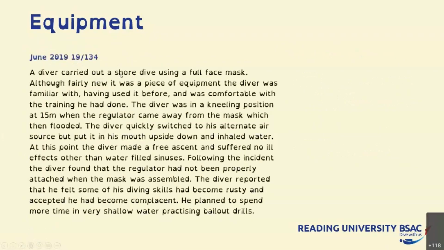Let's see, equipment. We're nearly there now. I just thought it useful to go through as many as we feasibly could in the time, but we are getting towards the end of these examples. So we've got a diver carrying out a dive in a full face mask, but they were familiar with it, and they were comfortable with the training that they were doing. Now, they found that when they were kneeling down at 15 meters, the regulator came away from the mask, which then flooded. So they switched to their alternate air source, but unfortunately put it in the mouth upside down and inhaled water. At this point, they made a free ascent, suffered no ill effects other than some sinus issues.